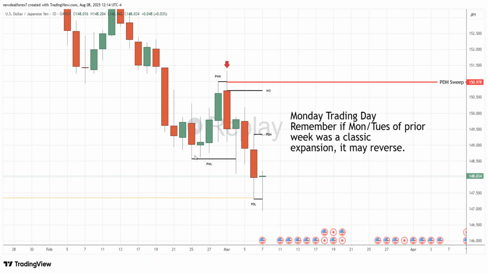So if Monday or Tuesday makes the prior low of the week and ends near the prior week high, then on Monday, this is what I'm looking for right here. I'm in above the weekly open and ideally somewhere around Monday or Friday's high. Take that short, bang.